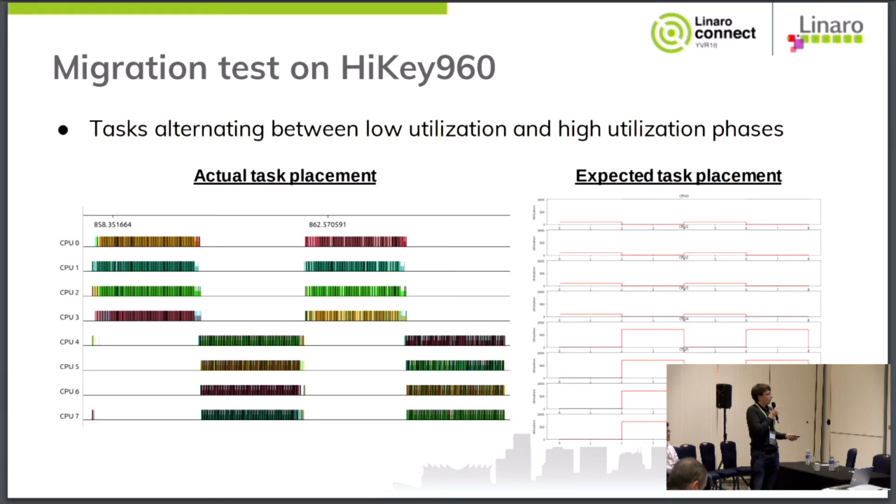Here, for instance, our workload is: we have as many tasks as big CPUs. This is Hikey 960, so we have 4 tasks. Then we just have 2 phases: one phase where it's low utilization, and the other where it's high utilization. In the first phase, we expect it to run on the littles, and in the second phase, we expect it to run on the bigs. Then we just repeat that one more time.